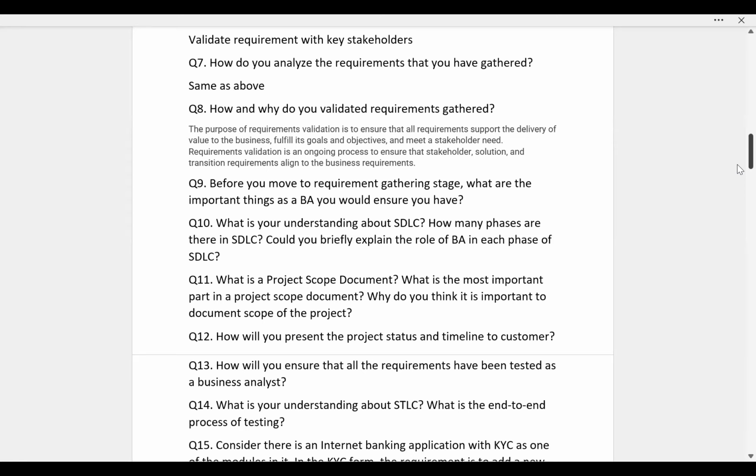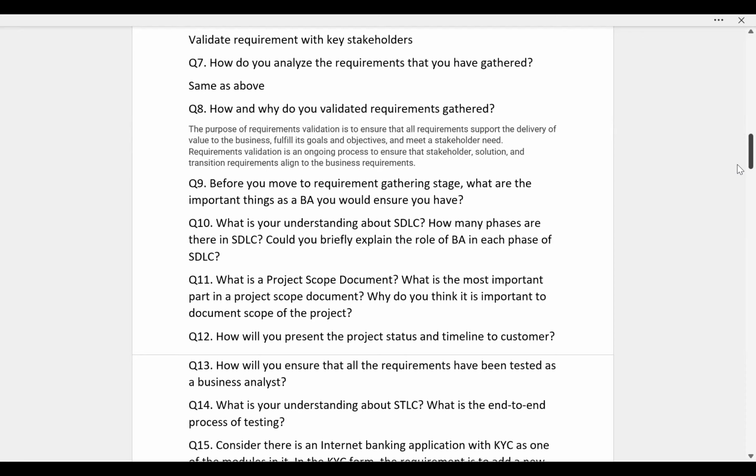Again, it's a secondary role. They are testing it, but you are ensuring that every requirement is tested. You are ensuring that UAT happens properly, and you get a sign off for that UAT, and you are clarifying their queries. That makes sense.